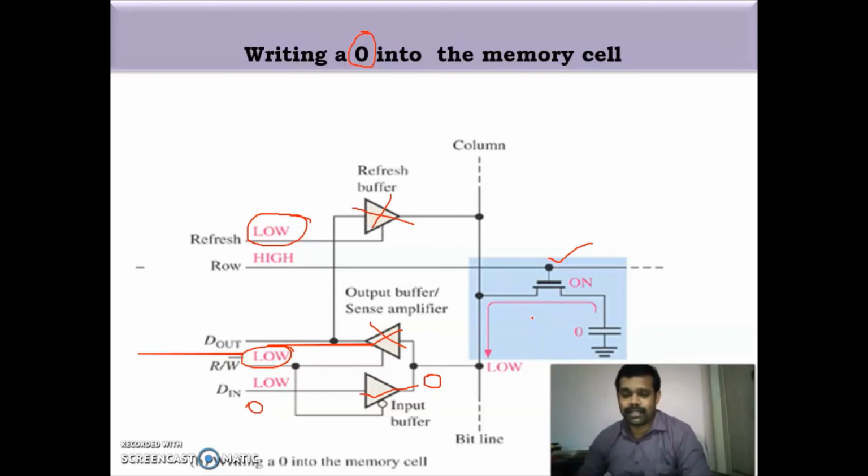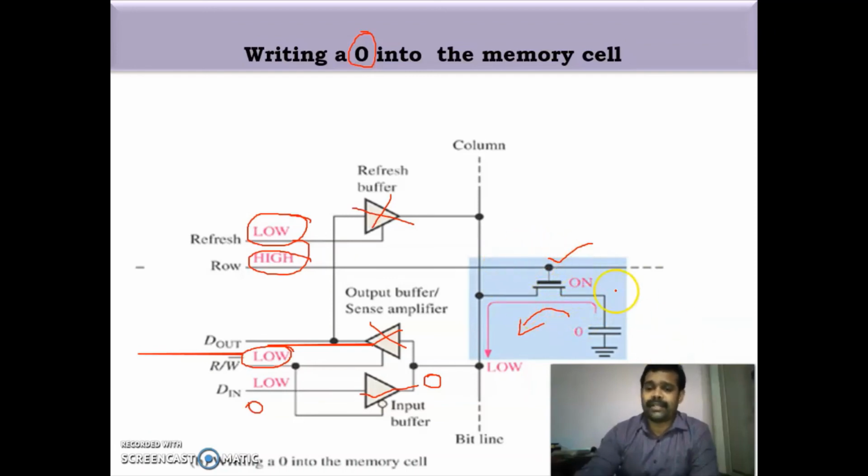If it was charged in the previous cycle, it starts discharging. What happens if it is charged in the previous cycle? It starts discharging. So we have written a 0. If this row line is made low, then this capacitor will be disconnected from this transistor and a 0 will be stored in the capacitor.